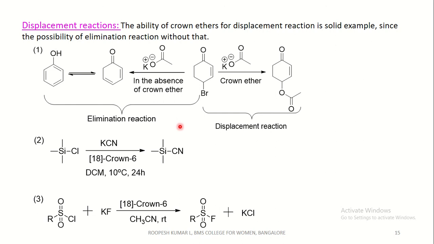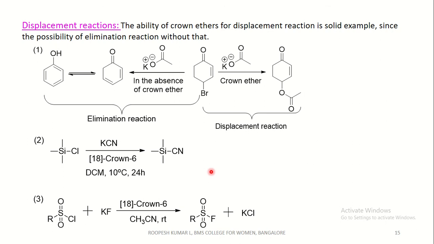Coming to the second example, you can see trimethylsilyl chloride is converted to trimethylsilyl cyanide in the presence of KCN and 18-crown-6 in DCM. DCM is used as a solvent here at mildly low temperature, and the reaction is carried out for 24 hours. That is, this 18-crown-6 transfers the cyanide, but in this condition the cyanide is a solid, it's not in the liquid, hence this reaction is under non-aqueous conditions. This reaction is carried out under non-aqueous conditions.